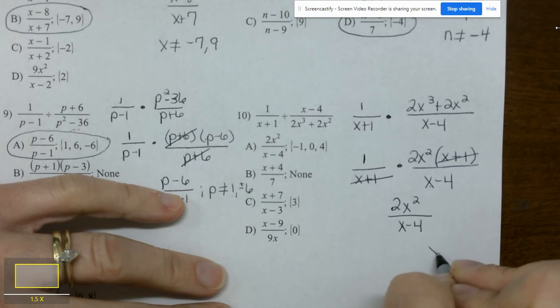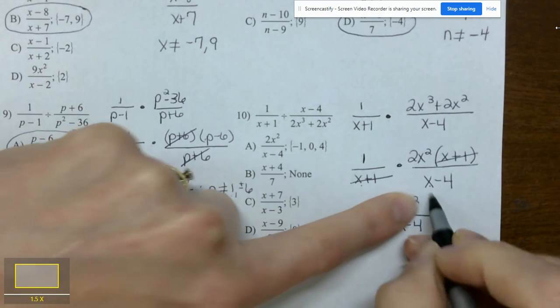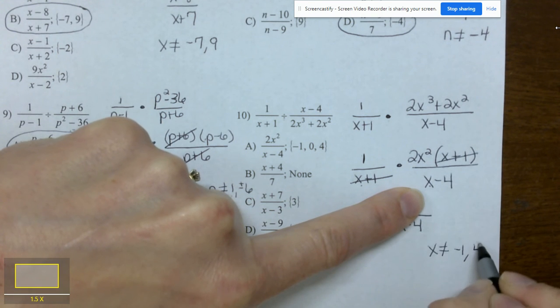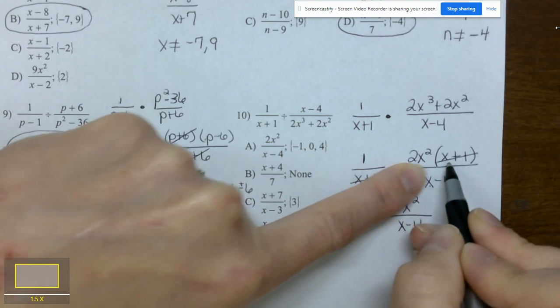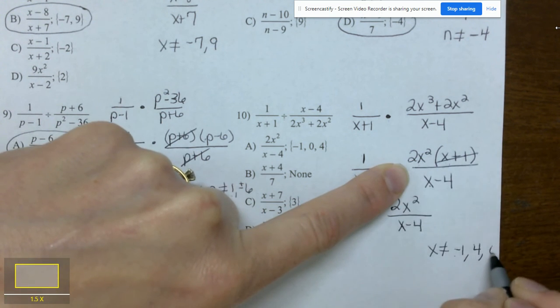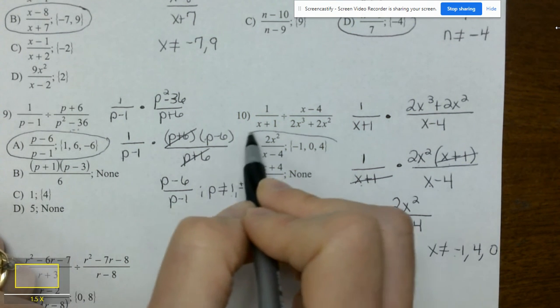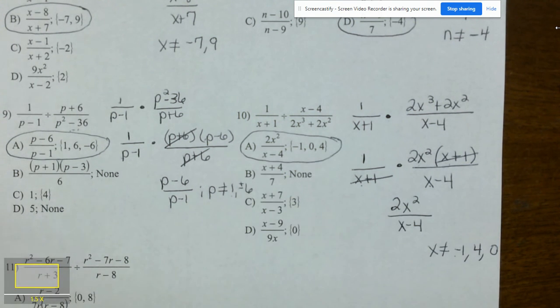What can x not be equal to? Here, it can't be negative 1. Here, it can't be 4. And then we also have to include this one. For this one, I've already got the negative 1, but for this one, that's a 0. So if we look over here, our best answer choice is A for that one.